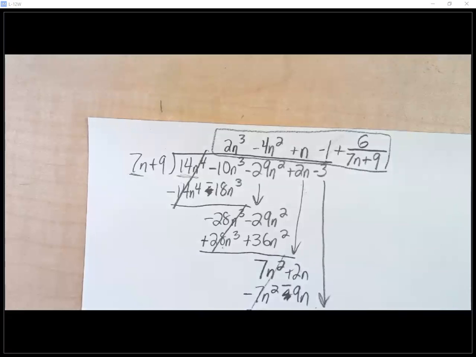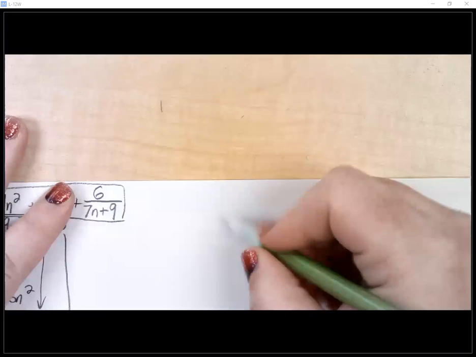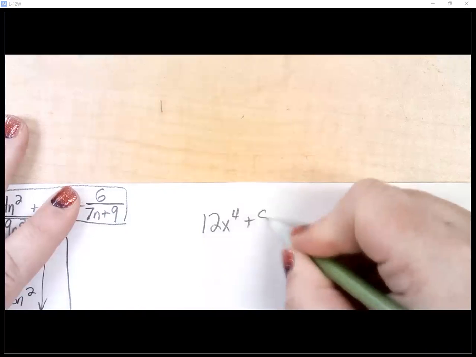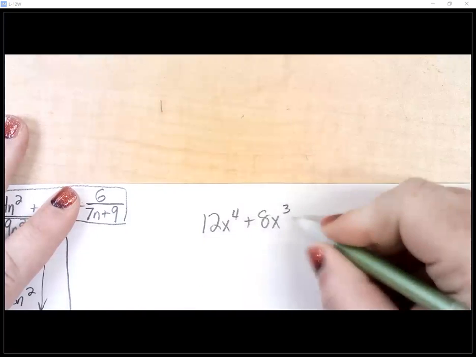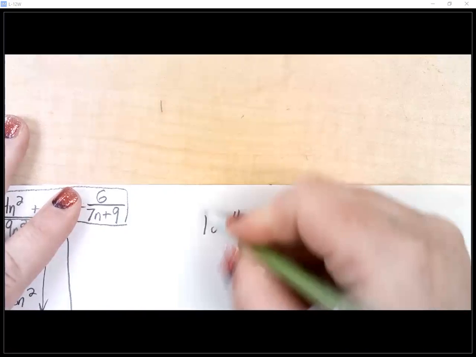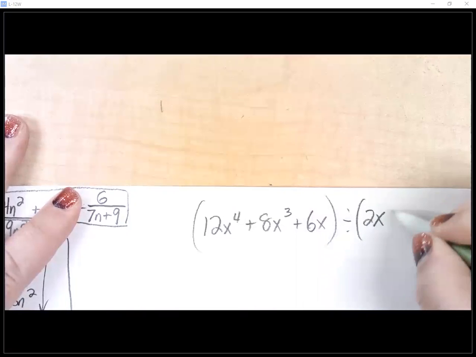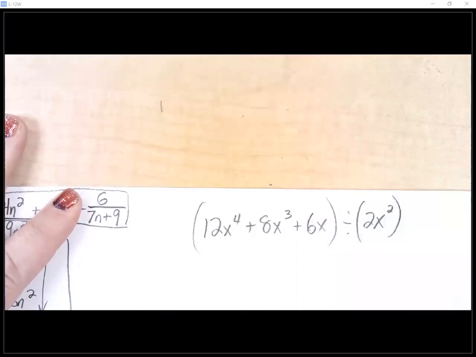What else is on this quiz, you wonder? Let me get it. You haven't forgotten how to divide by a monomial, have you? If I gave you something like 12x to the 4th plus 8x to the 3rd plus 6x, whatever, and you were going to divide that by, let's say, 2x squared. Remember how to divide by a monomial?